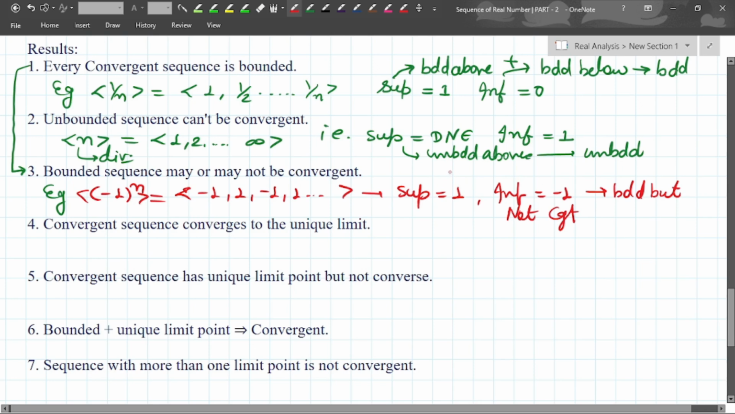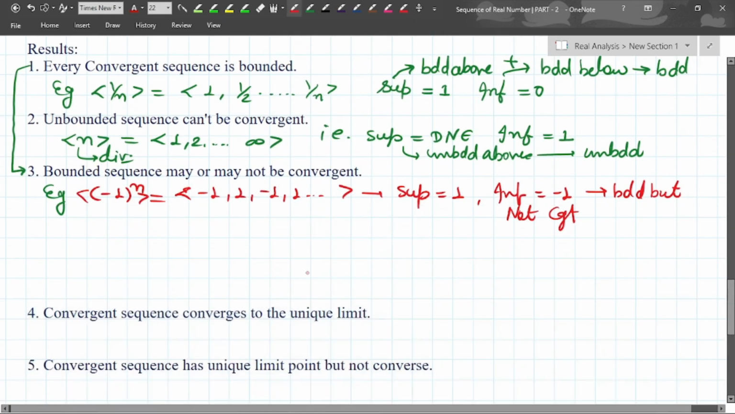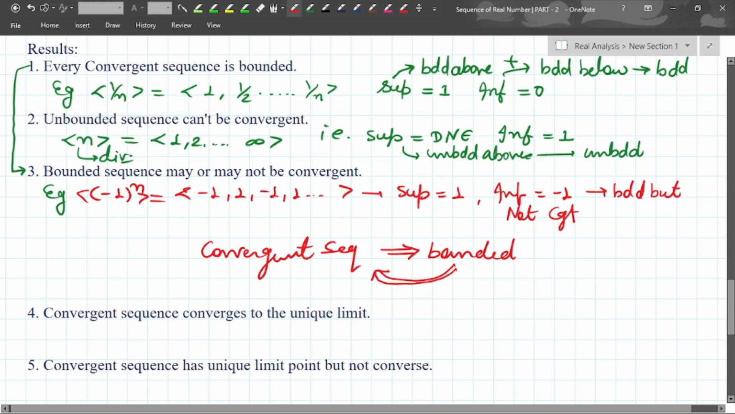Okay, this is the thing. So we have the result. If I write this, then I can easily write this result: a convergent sequence will always be bounded, but the converse need not be true.